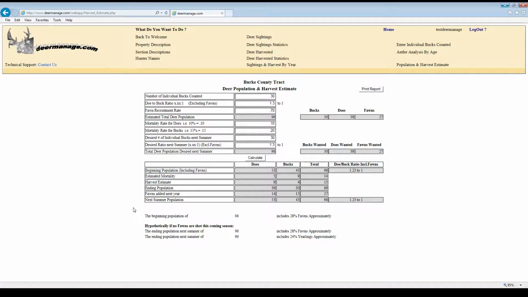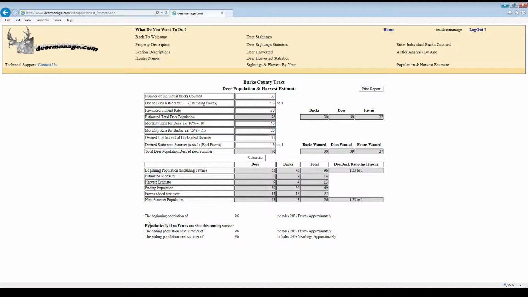At the bottom, I just threw this in here because I constantly hear people talk about how they have a lot of younger deer, and that's just a natural thing. So basically what it's saying here is of our 96 deer that we start with here before hunting season, since 27 of them are fawns, that's approximately 28% of the 96 deer are fawns.